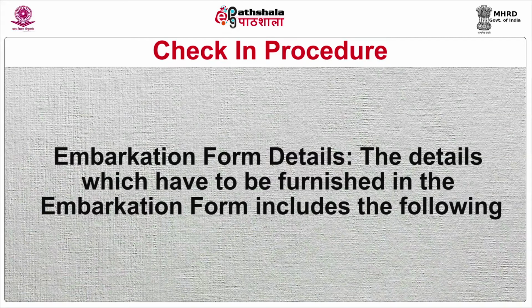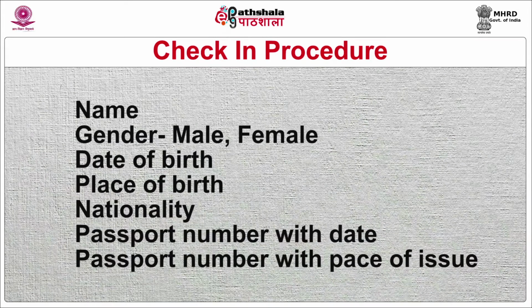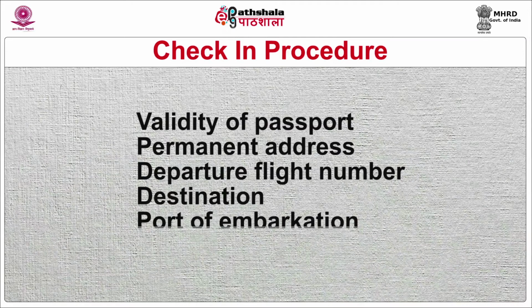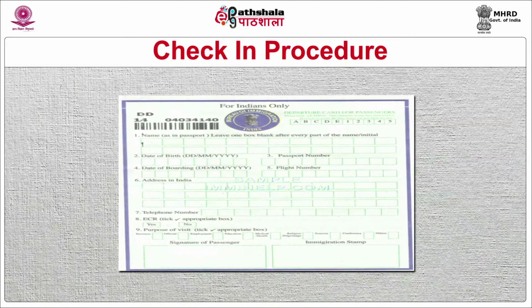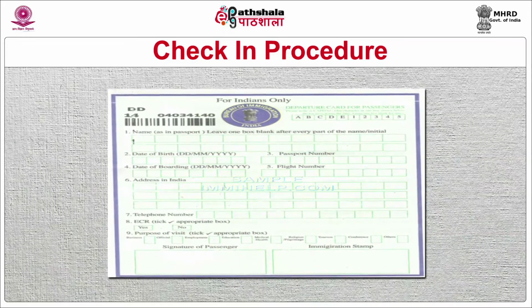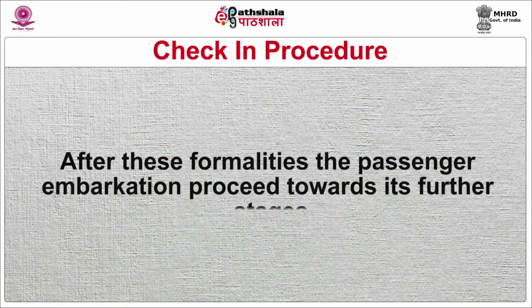The details which have to be furnished in the embarkation form include the following. The passenger has to furnish his or her name, the gender, whether the passenger traveling is male or female. They have to place the date of birth and the place of birth. They also have to disclose the nationality, their passport number with the date, their passport number with the place of issue, the validity of the passport, and the permanent address from where the passenger belongs. They also have to fill in the departure flight number, the destination where the passenger intends to travel, the port of embarkation, and the signature of the passenger. And after these formalities, the passenger embarkation proceeds towards its further stages.